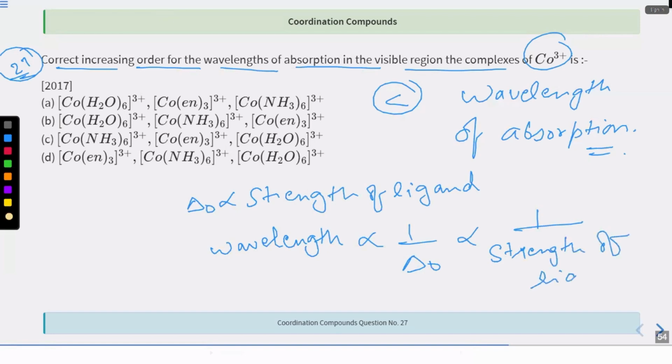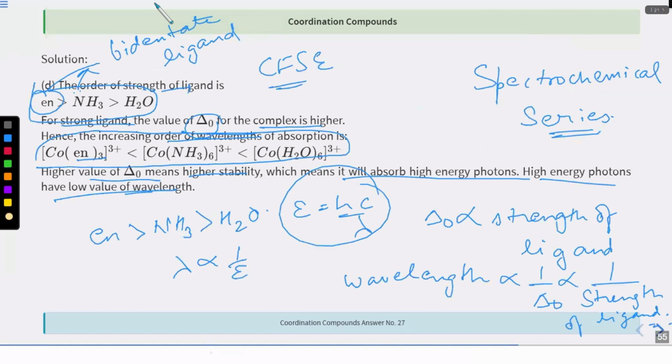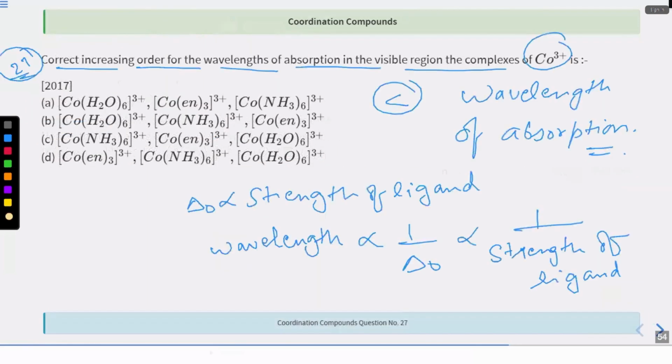Okay. So you just need to know the spectrochemical series, and according to the spectrochemical series, you can arrange these compounds. So en, NH3 and H2O, which is option number D1. If you have been asked the order of delta O, then the order would be opposite.